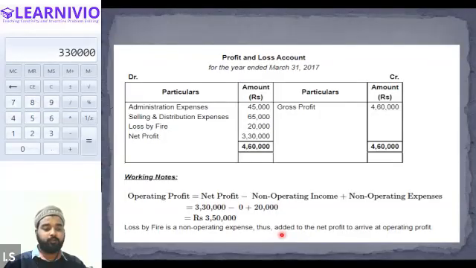Okay. So we have one more question. Achha, let me also explain the concept regarding operating profit to you. What is operating profit? It is very easy, guys. What is operating profit?